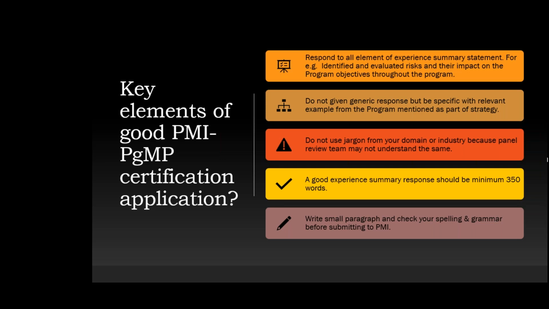Next thing is, do not use jargon from your domain or industry, because the panel reviewer team may not understand it. Many people write so much jargon and so many abbreviations which only they, or the people from that industry or domain, can understand. Like software people write FRS, SRS, SDLC. Do not assume that your panel reviewer will be from the same industry or domain. So when you're saying FRS, clearly mention that you are talking about the functional requirement specification, the software requirement specification, or the software development lifecycle. Do not just use SDLC.